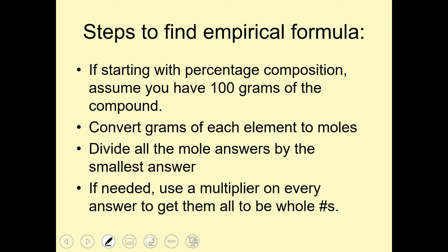So these are the steps, and these steps are going to be on the next slide as well when I show you an example. But what I wanted to tell you here was that these two you're always going to need in every empirical formula problem. The first one is only if you start with a percentage composition. And the last one is if you don't have whole numbers after the first 3 steps, then you need to look for a multiplier. And I'll show you examples of when you do and don't need that first and last step.